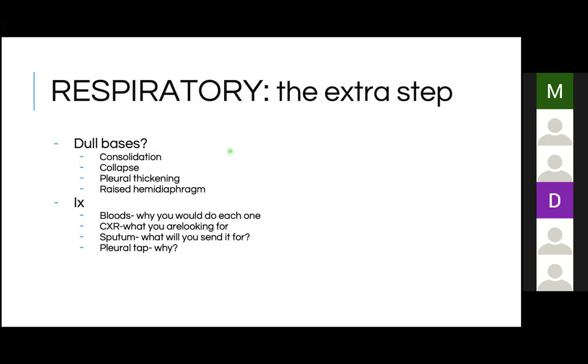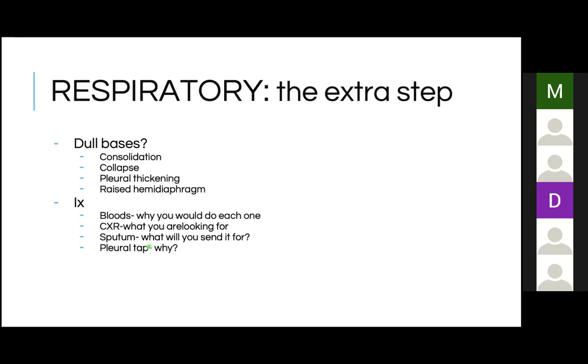And then just extra steps. So if there's dullness in the bases, could this be consolidation? If it's one-sided, could it be collapse? Could it be pleural thickening or raised hemidiaphragm? And then in terms of investigations, you do some bloods, a chest x-ray, and then sputum.